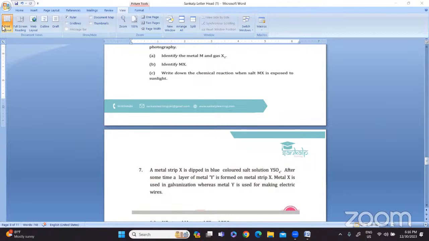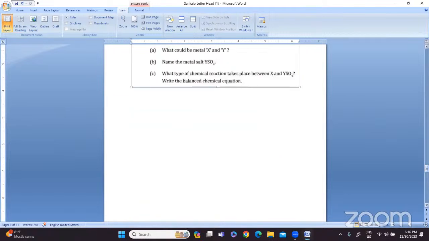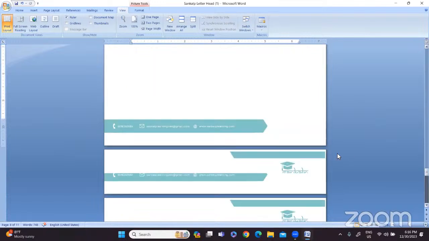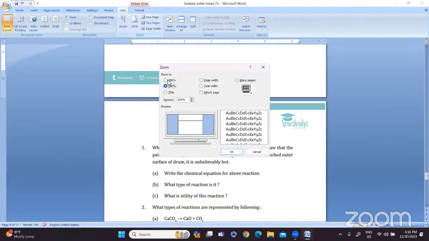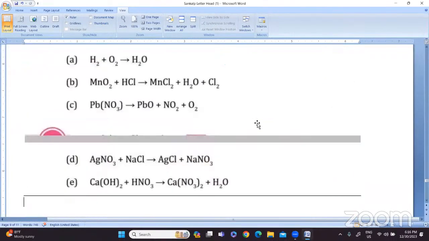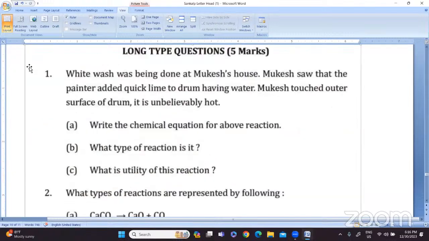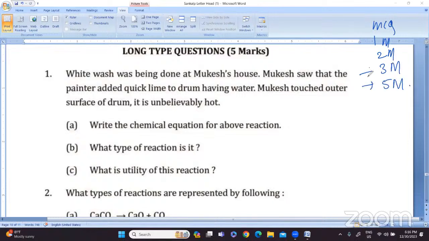We are going to discuss the long type of questions. This long type of question is asked for 5 marks. So last we are going to discuss. We have seen MCQs, then 1 mark, 2 mark, and 3 mark questions. Now lastly we are checking the 5 mark question.